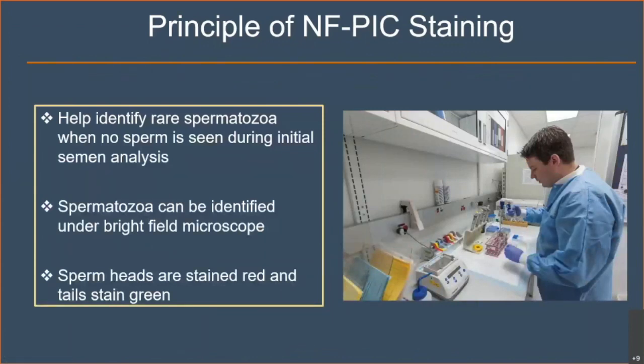The NFP staining allows us to identify the rare sperm when no sperm are seen during the initial semen analysis. And these spermatozoa can be identified using a bright field microscope, and the sperm heads are stained red and the tails stained green in this NFP stain. Next slide, please.